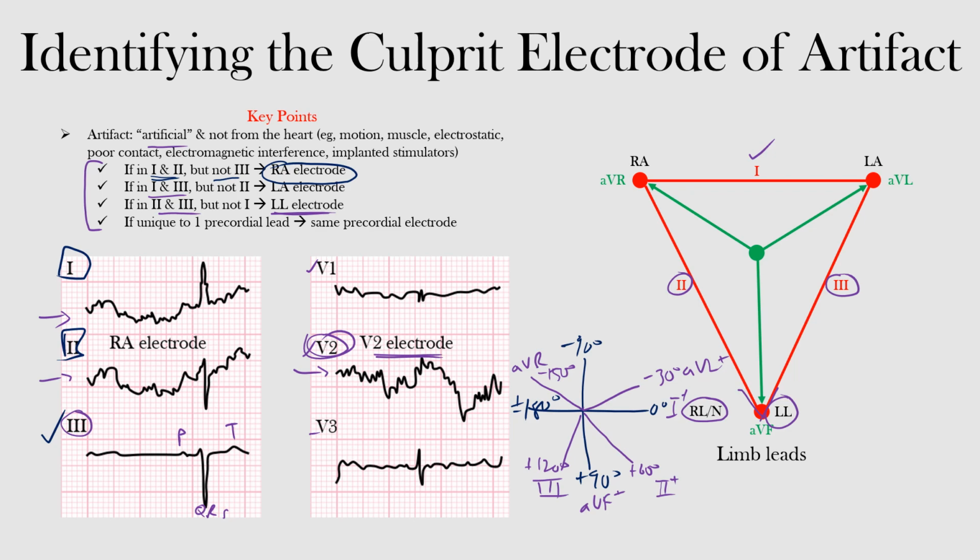If we see artifact in leads 1 and 2, as we saw here, then it's the right arm that's responsible. You can see that if you just work your way through, and just like with limb lead reversal, make sure you know how to draw this out. It can really help instead of having to memorize everything. And lastly, with artifact in the precordial leads, remember, if the artifact is unique to one of the precordial leads, then that precordial electrode is the source of the artifact. That's the end of this lecture. We discussed how to identify the electrode responsible for an artifact, and I hope you learned something.